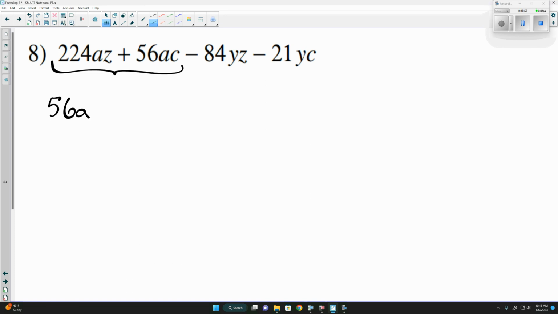Is there anything else in common with the first two? Because the other variable is z and c, those aren't the same, so we'll leave those there. Now, as we already saw, 224 divided by 56 is 4. A factors out completely, so we're left with z plus 56 divided by 56 is 1. A factors out completely, so we're left with c.